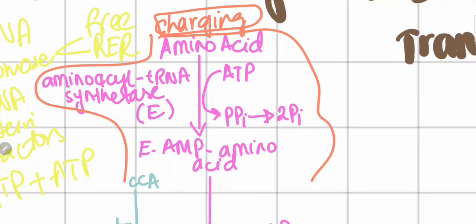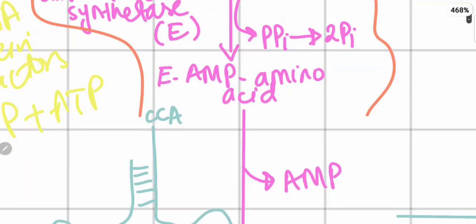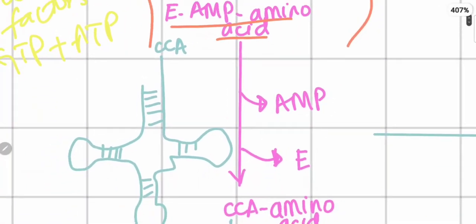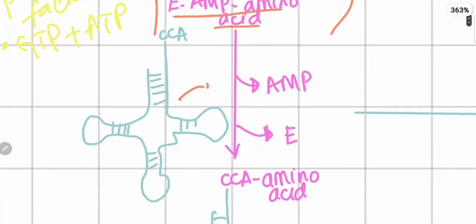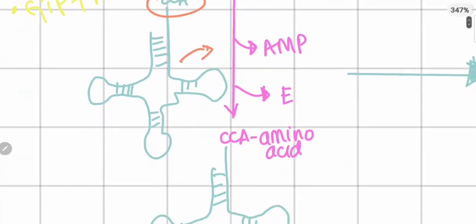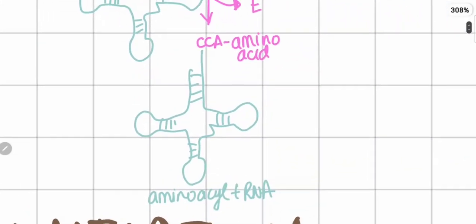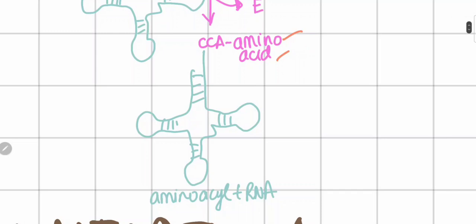So we have an amino acid and then an enzyme denoted as E, aminoacyl tRNA synthetase. It is going to require ATP to form E-AMP-amino acid. And then to this E-AMP-amino acid, our tRNA is going to enter, and AMP is going to leave, and E is going to leave. And on this area, on CCA, our amino acid is going to get attached. And at this point, our amino acid is going to get attached here.